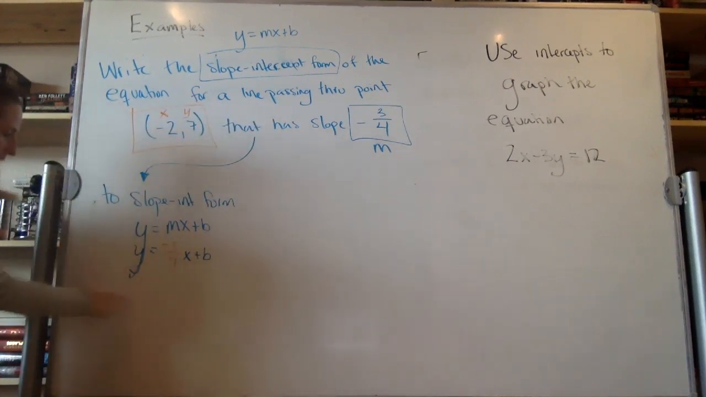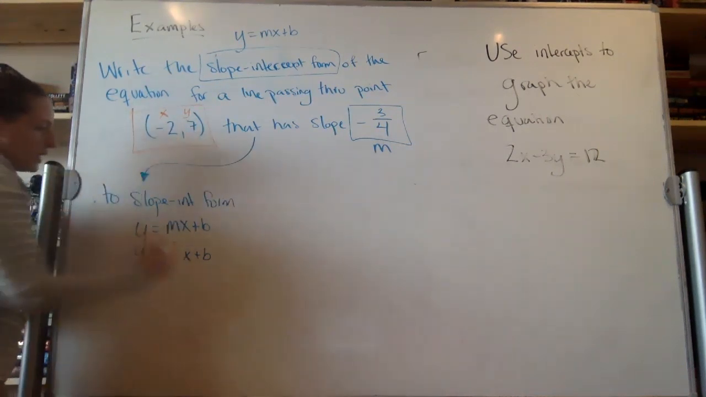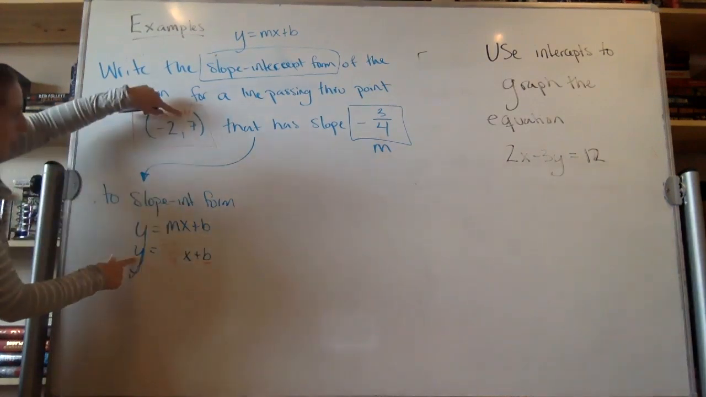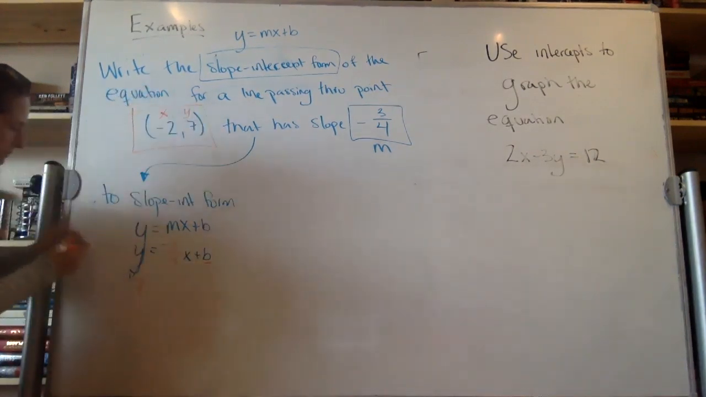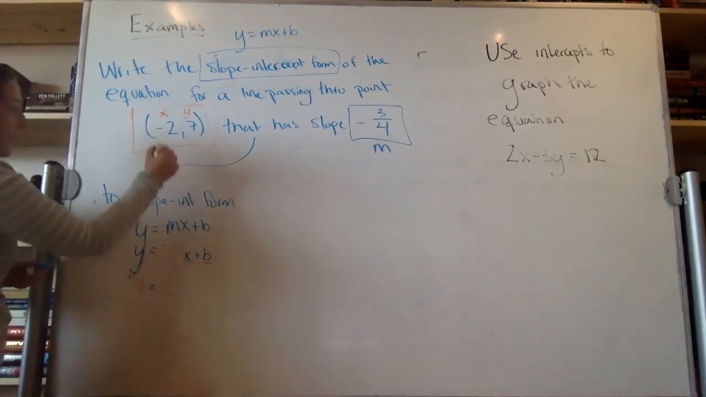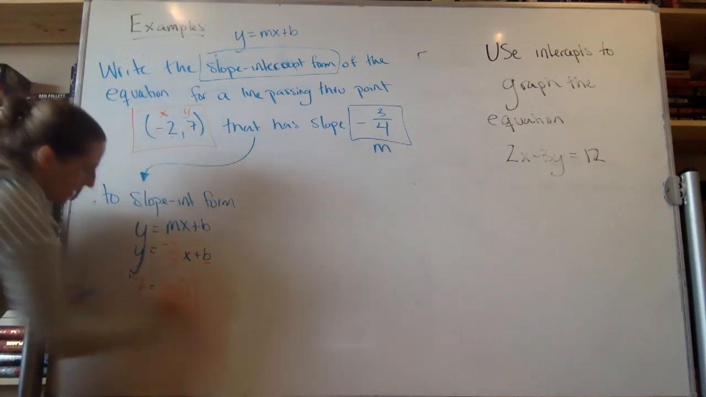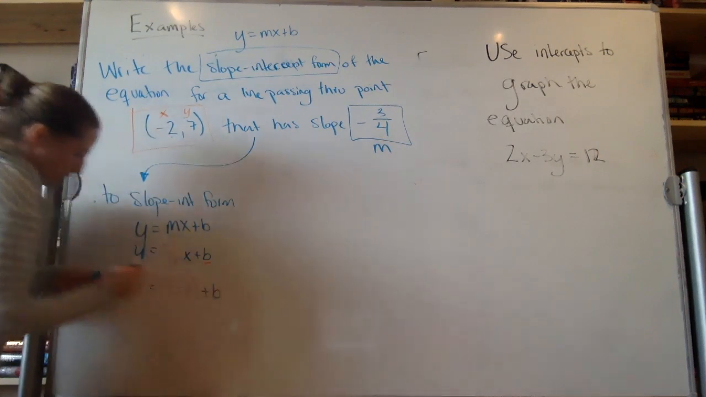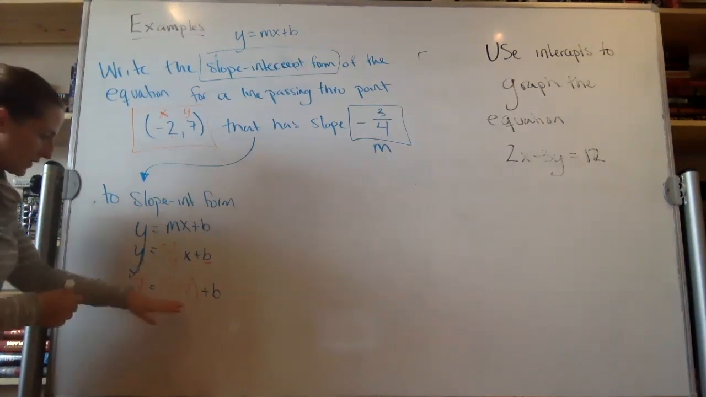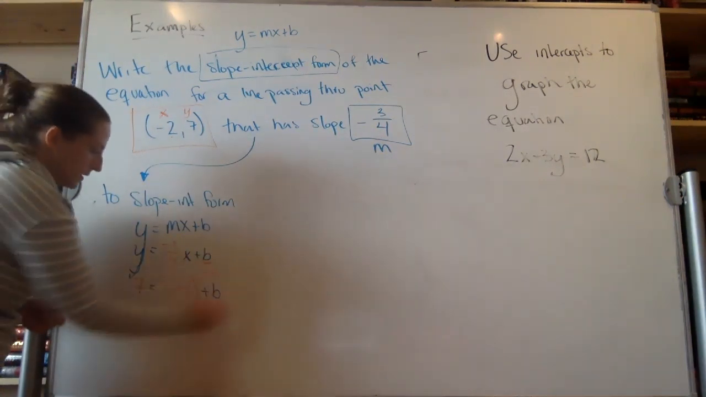If I substitute those values in, make this y 7 and this x negative 2, then the only thing I won't know will be the value of this b, and I can solve for b. So let's try that. I'm going to let my y be 7. So I'll have 7 equals negative 3/4. I'm going to let my x be negative 2. And now notice that the only thing I don't know is b. And b is what we wanted to solve for. So 7 equals negative 3/4 times negative 2 plus b. I'm going to solve this for b.